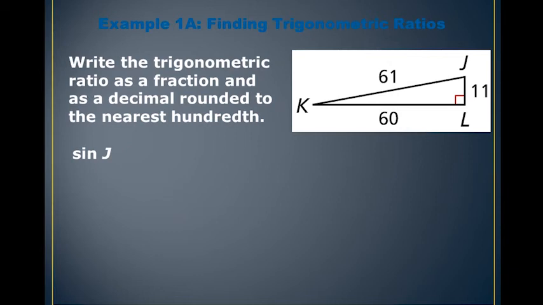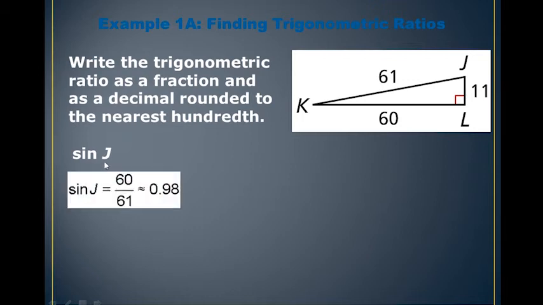Now let's take an example. We have this triangle. Write the trigonometric ratio as a fraction and as a decimal rounded to the nearest hundredth. So we are finding the value of sin J. J basically is the reference angle. If J is considered, we are considering angle J. So this will become the base, 60 will become the perpendicular, and 61 will become the hypotenuse.